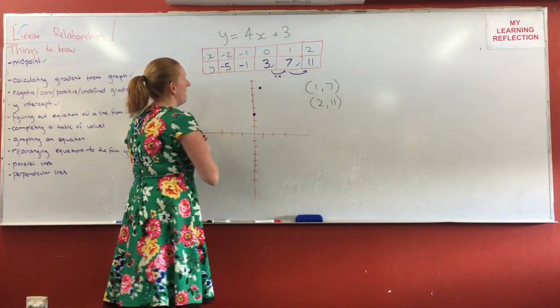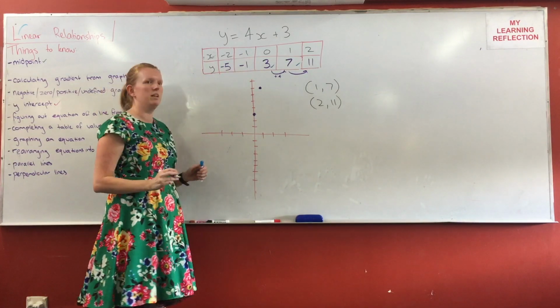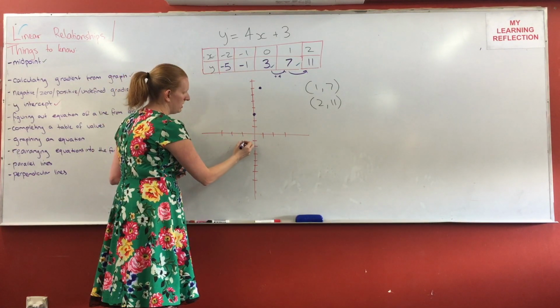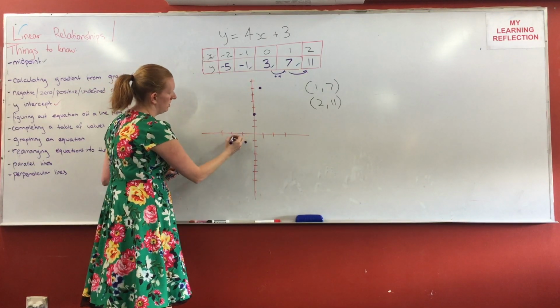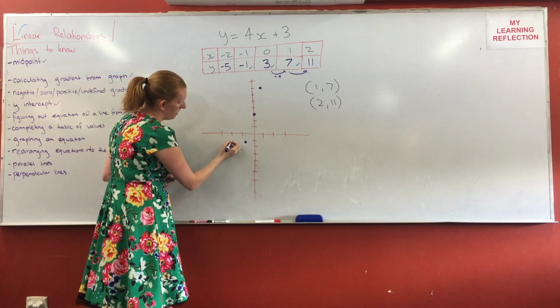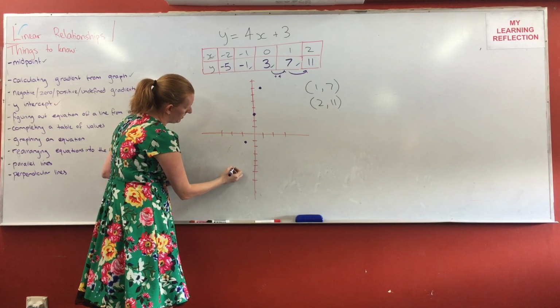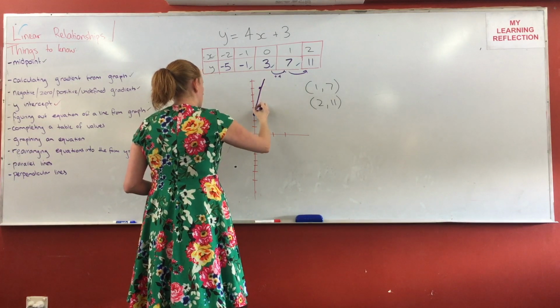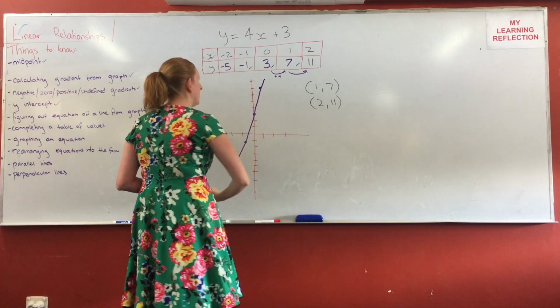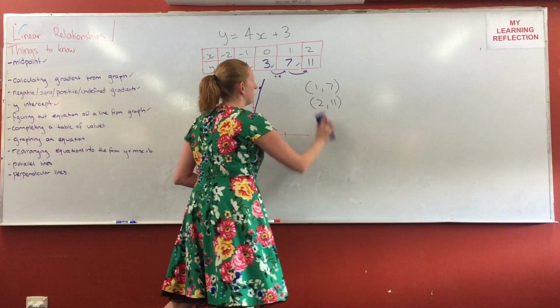So let's do this one. How do I find -1, -1? -1 across and down to -1. And then the next one. Across to -2 down to -5. Awesome. 1, 2, 3, 4, 5. It'll be down here. Then I connect my dots. Yay! Sort of straight, maybe.